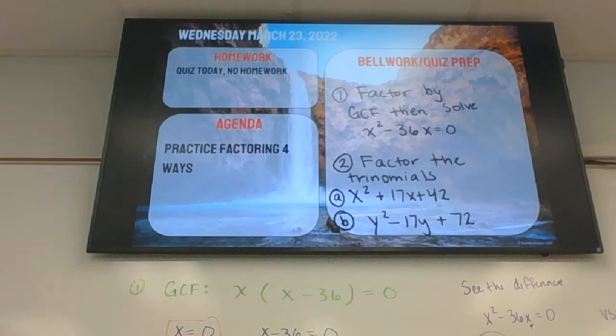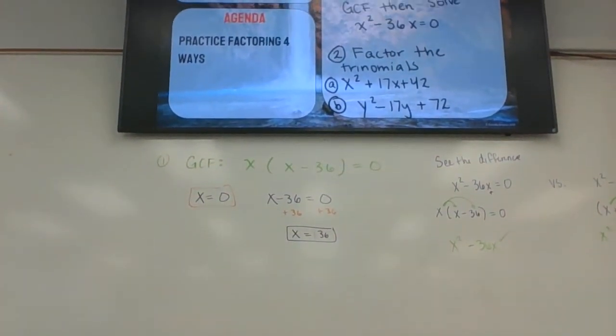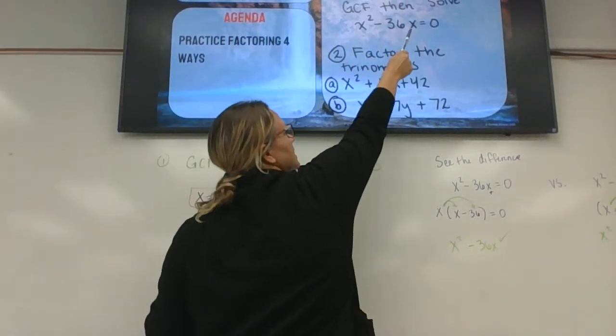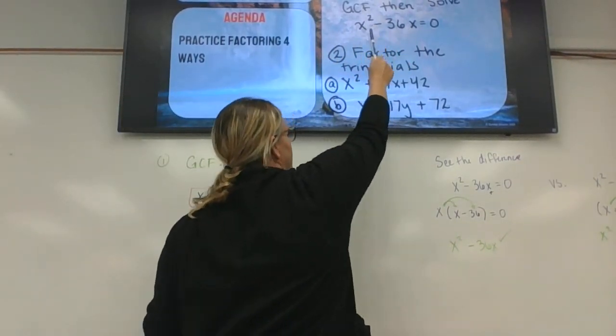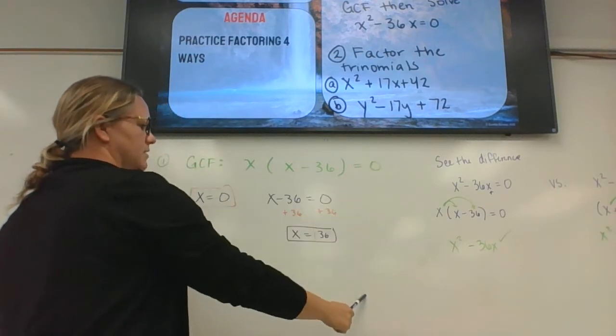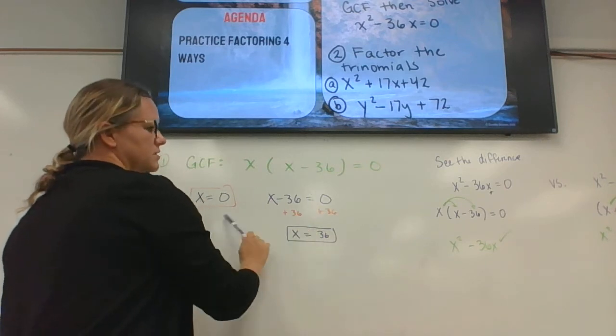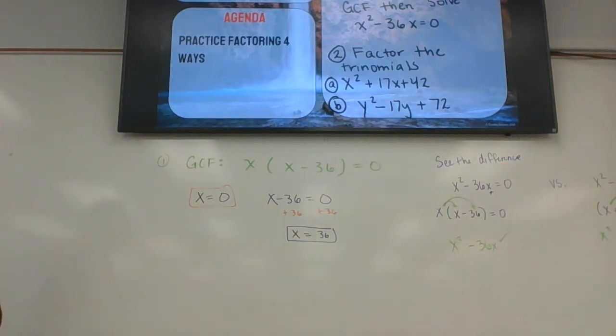Number 2. Wait, so which one are you supposed to definitely do? It depends. So this problem has an x in it, and it says factor by GCF. So this is number 1. So I see the difference. Both of these are answered. Remember those would be x intercepts. You're supposed to have two answers.